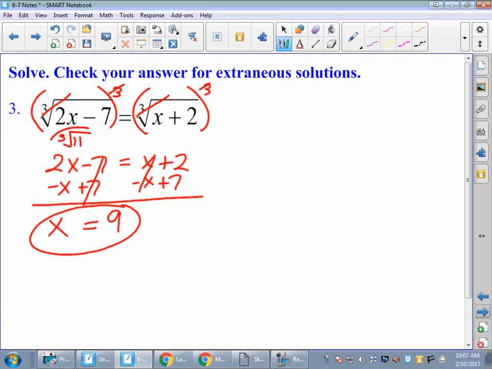Okay, well, I want to make sure that I get cube root 11 on the other side. When I plug in 9, I get 11. So I get the cube root of 11 again, just to make sure. So 9 is the correct answer. If it didn't work, we'd say no solution. We'd throw it out. All right, I saved the best one for last.